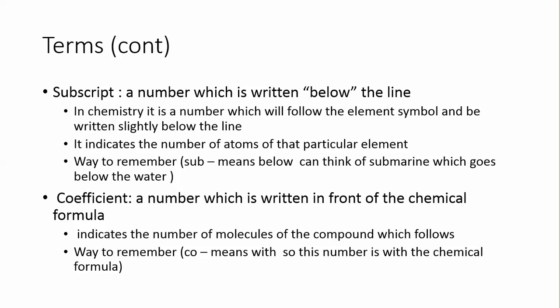So the number is with the chemical formula, and it helps tell us how many molecules of that formula we have. Let's do some practice. Okay, so CO2 has no coefficient with it, so it's understood that there's one of these molecules present. There's two capital letters, so we know there's two different elements here.